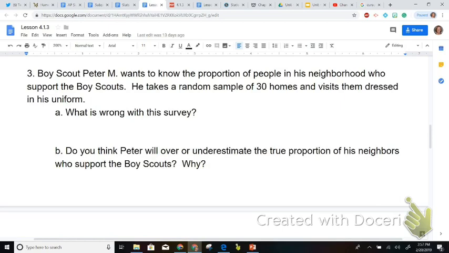So the main thing here is that he puts on his uniform. So when he's asking the question, the person responding might feel pressure to say that they do support scouting, whether that's true or not. So this is another type of response bias, where the characteristic of the questioner has an impact on the response. Again, this is likely to overestimate the true proportion of people that support the Boy Scouts.